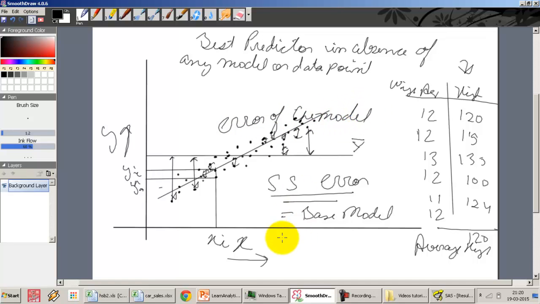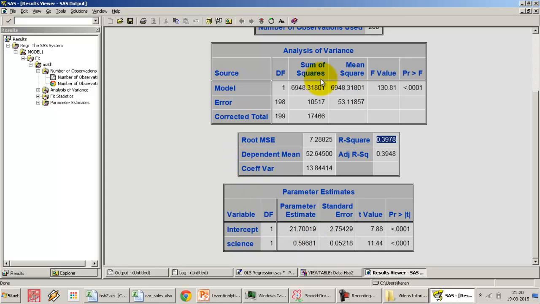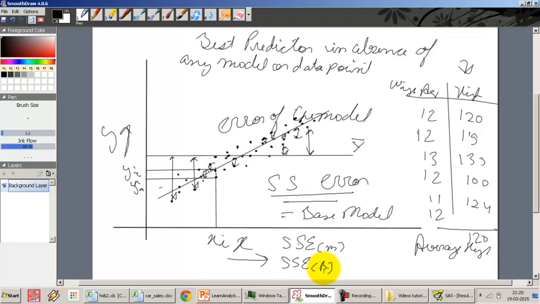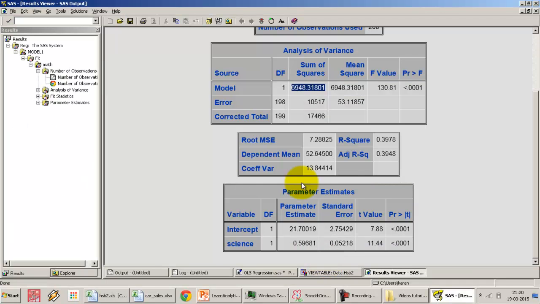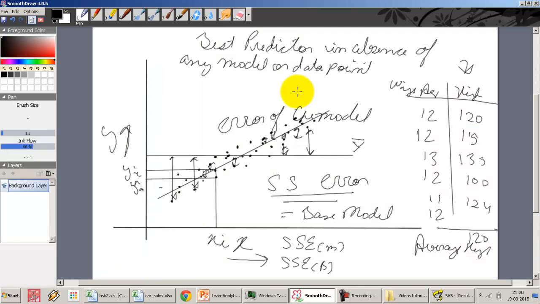So now I can calculate the sum of squared errors for the model. I have sum of squared errors for the base, which is without any model. So how good is my regression? This is where the ANOVA comes into play. So if I look at the sum of squared errors for the model, this is the sum of squared errors for the base model, and this is the actual error model that I get. While it's written a little in the opposite way, what we can see is 6948 is the sum of squared errors if I have to predict the mean value of y for every particular observation.